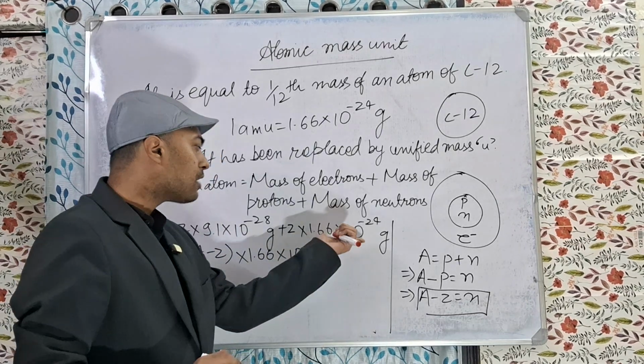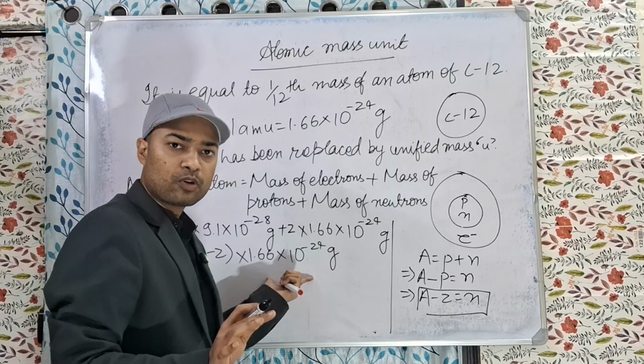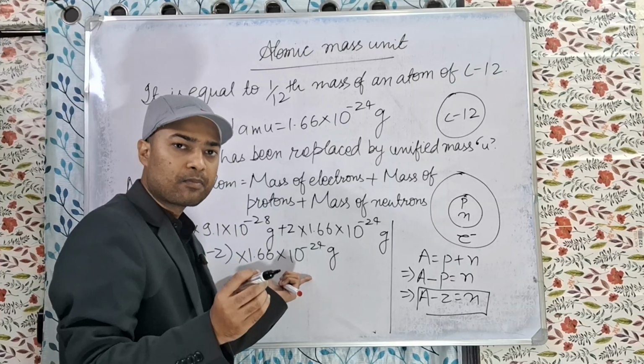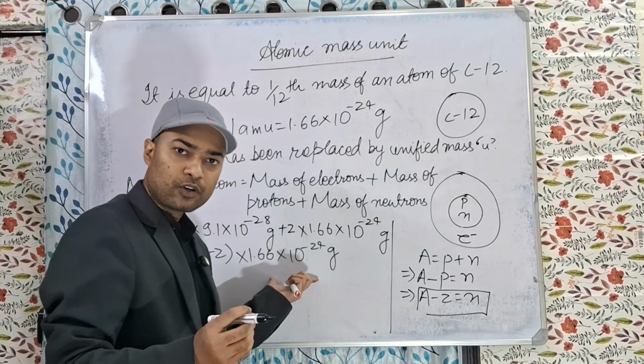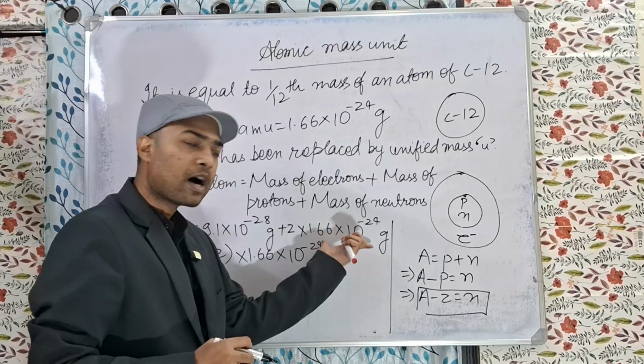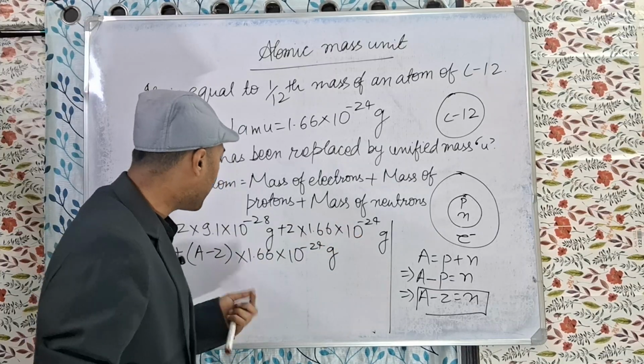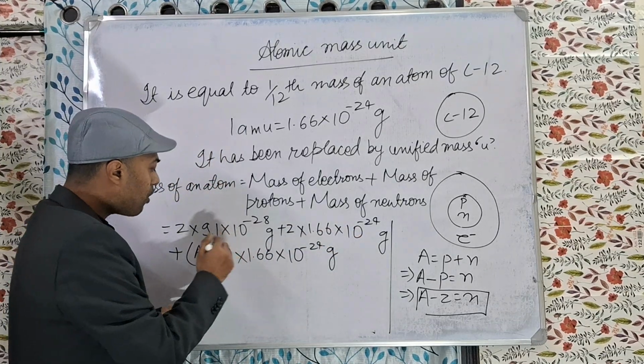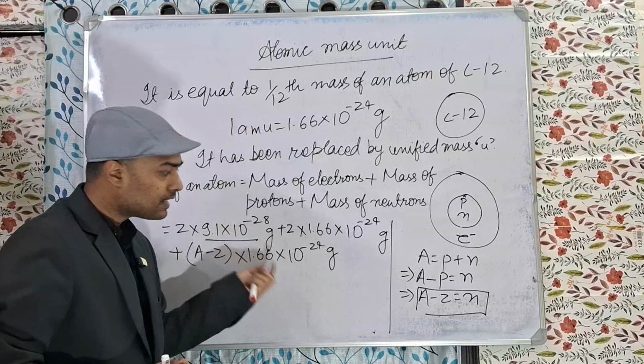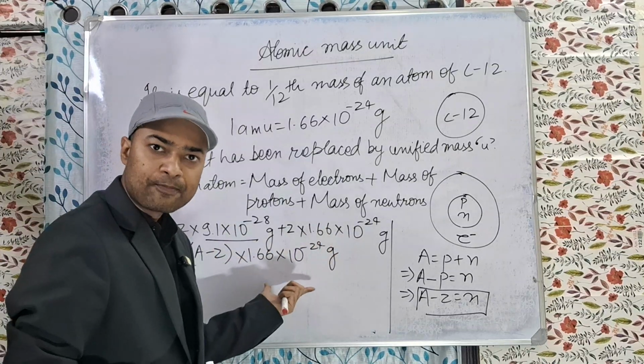The mass of proton and mass of neutron is almost equal, but if you take the exact values, you will find that the mass of neutrons is more than that of protons. Now moving ahead, you can see that the mass of electrons is very small in comparison to the mass of protons and neutrons.